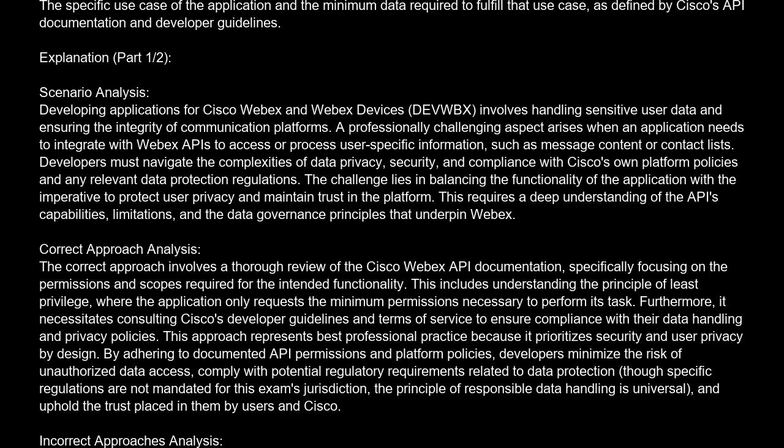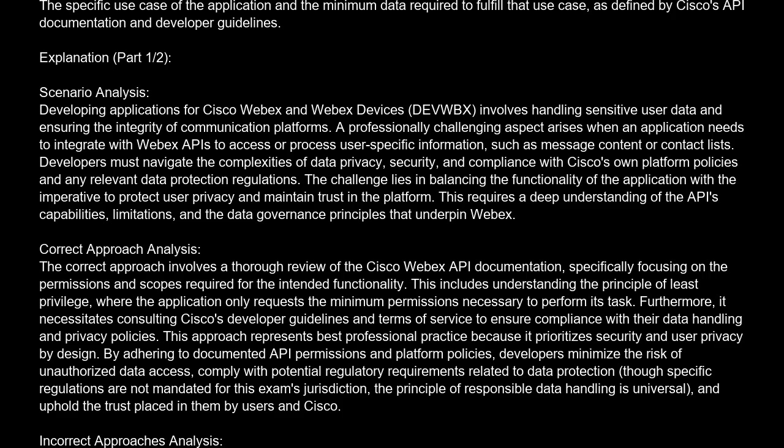Correct approach analysis. The correct approach involves a thorough review of the Cisco Webex API documentation, specifically focusing on the permissions and scopes required for the intended functionality. This includes understanding the principle of least privilege, where the application only requests the minimum permissions necessary to perform its task. Furthermore, it necessitates consulting Cisco's developer guidelines and terms of service to ensure compliance with their data handling and privacy policies. This approach represents best professional practice because it prioritizes security and user privacy by design.